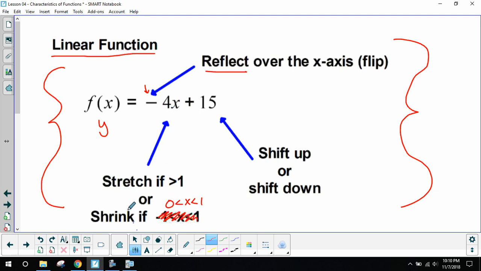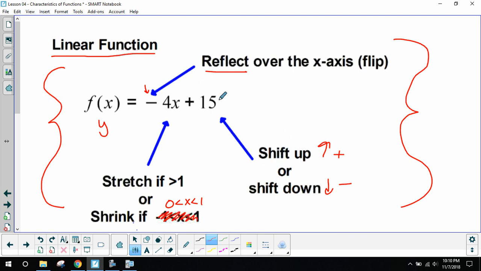If it's less than 1, we say it shrinks. Okay? And that plus 15 is a shift up or down. Obviously, up is positive, negative is down. Again, these are new vocabulary words you need to start learning. You've probably heard of them maybe in 8th grade, but you need to start relating the constant as the shifting up and down. That m, your slope, whether it's stretching or shrinking the graph.